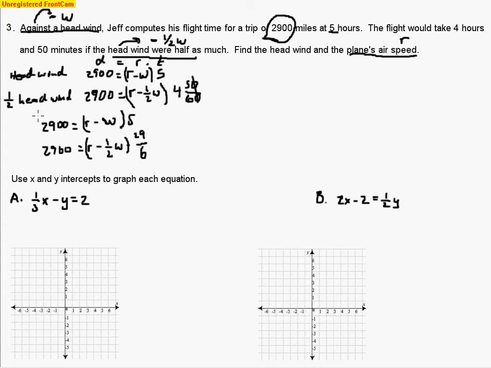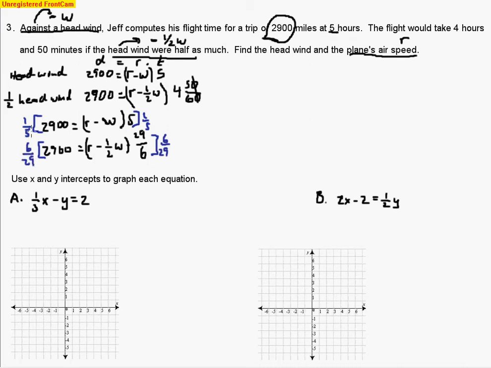So I'm going to get rid of that 5. I'm going to multiply by its reciprocal on both sides. So 1/5. Do the same thing on this side. For this problem, I'm going to multiply by the reciprocal of 29/6, which is 6/29. Do the same thing on this side. And let's see what I come up with.